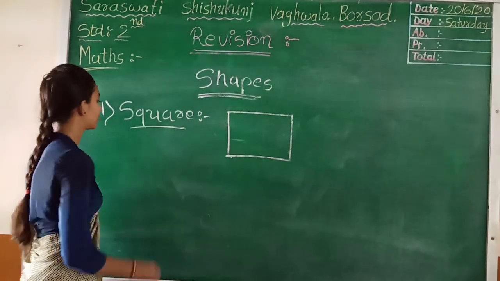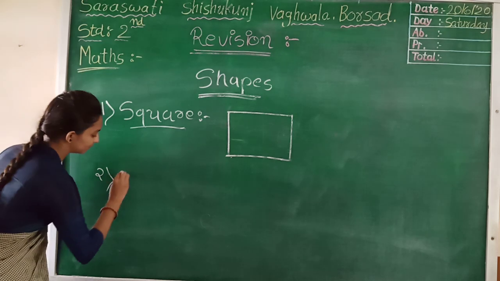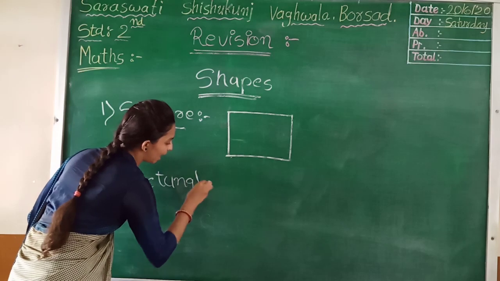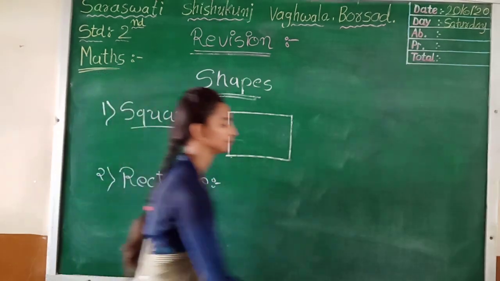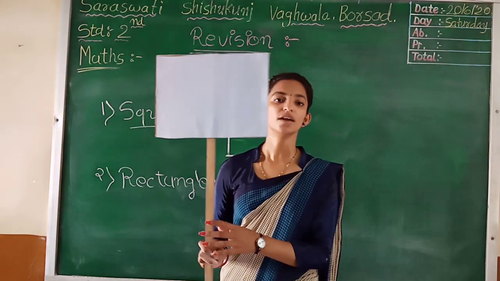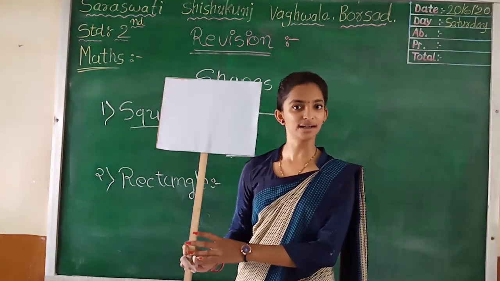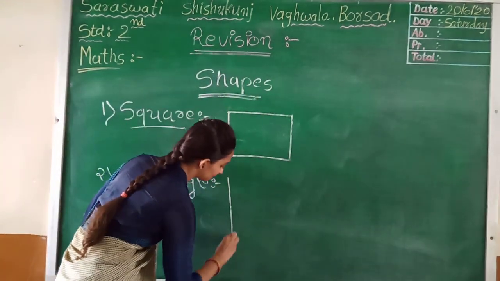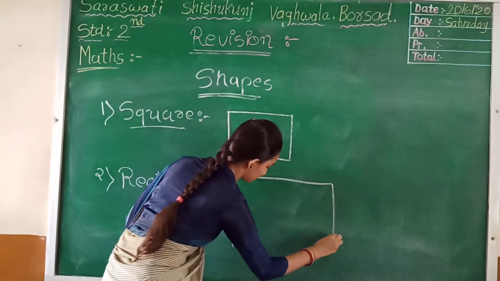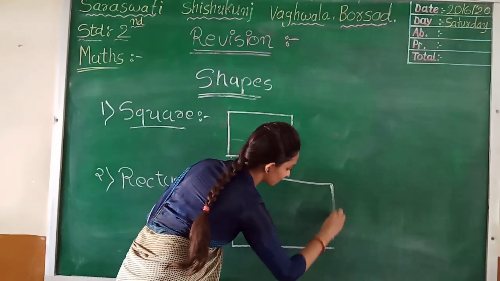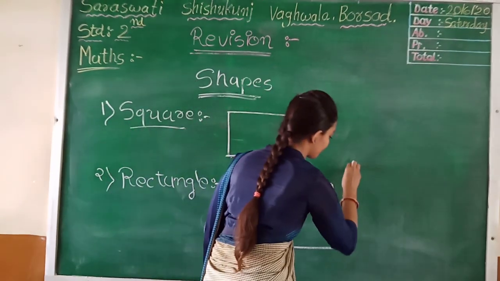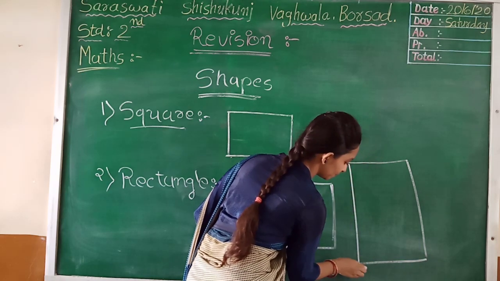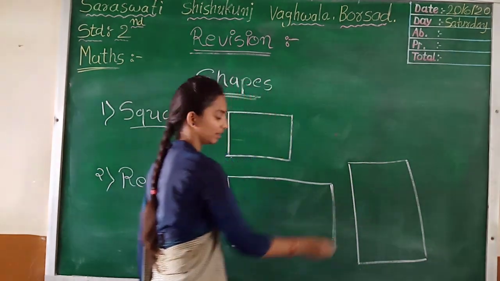Now see the second shape, whose name is rectangle. R-E-C-T-A-N-G-L-E. Rectangle. See, which shape is this? Rectangle. Now I will draw on the board. Rectangle. This shape is also a rectangle.